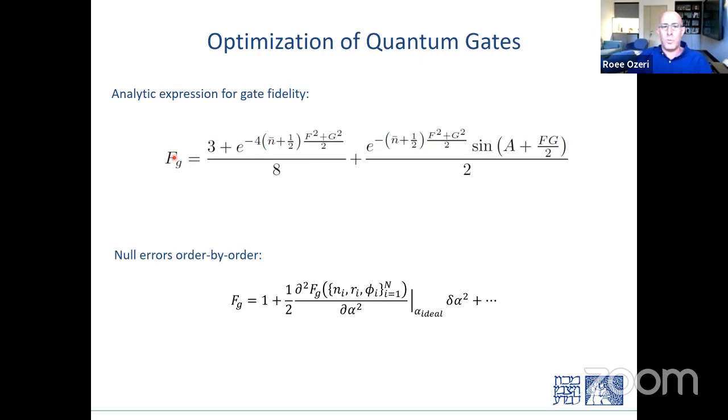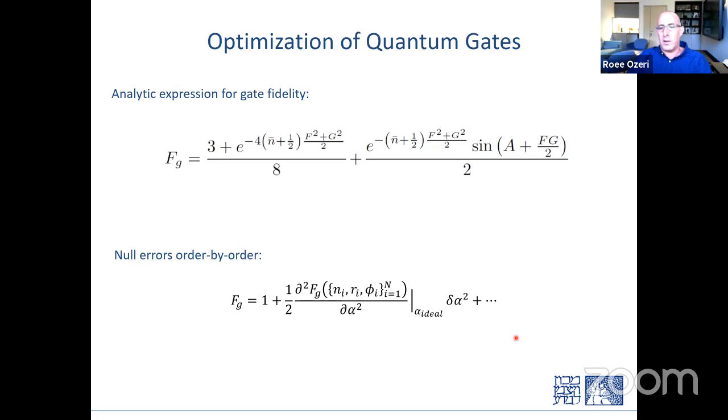But now what happens if one of my control parameters is off? If one of my control parameters is off, then I can take this fidelity function and expand it according to this control parameter. This control parameter can be the gate time. This control parameter can be the laser intensity. This control parameter can be anything really. So now I can expand the error that I'm getting in my gate. And I can use the overdetermined system I have in order to find gates that null these errors order by order. Let me give you two quick examples.